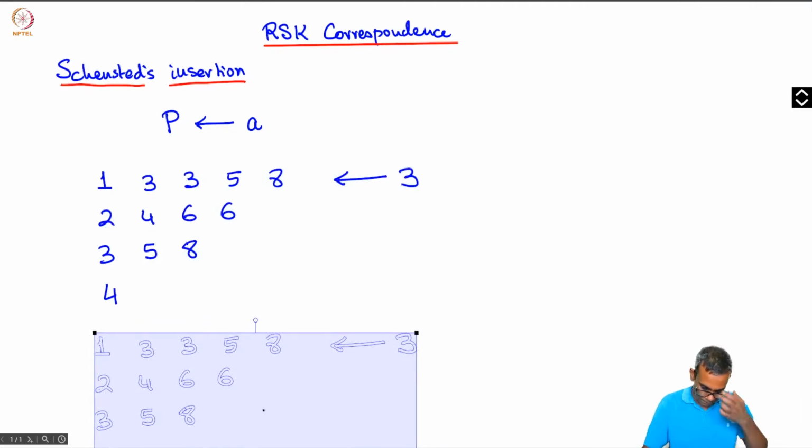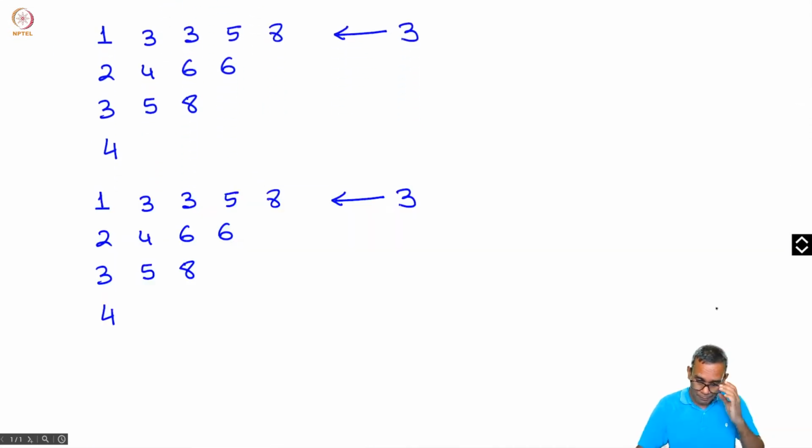So the first step is to insert 3 into the first row of the tableau that we have here. So what that means is that you look for the first entry in the first row that is strictly greater than 3. So here this 5 is strictly greater than 3, and so what I'm going to do is I'm going to put the 3 in the place of the 5.